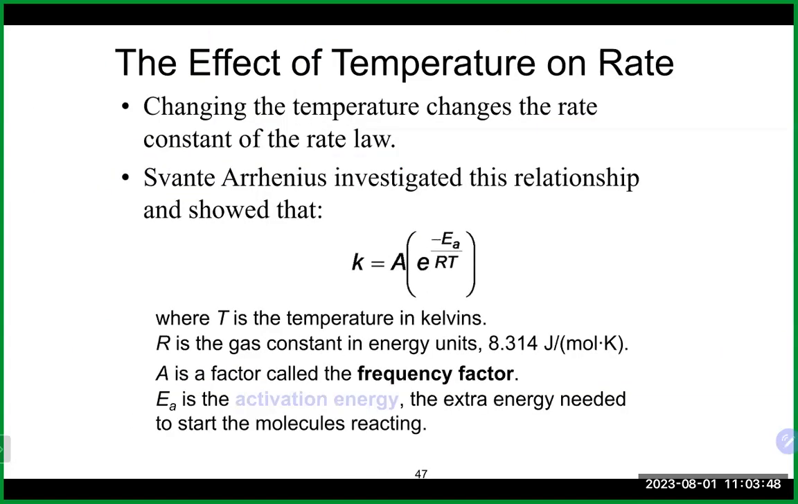So there is an effect of temperature on the rate, and it's what's known as the Arrhenius equation. This is one version of the equation, and we're going to see probably the more useful version in a second. But these are a couple of things that are the same stuff that we've been talking about. That is the rate constant.